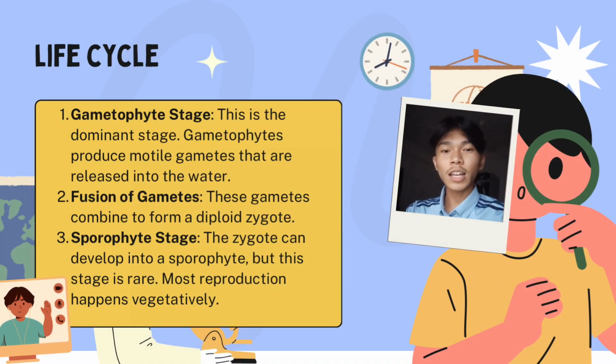Now let's get into the life cycle of Codium fragile. Codium fragile has three key life stages. First, we have the gametophyte stage. This is the dominant stage where gametophytes produce motile gametes that are released into the water. Second, the fusion of gametes. These gametes combine to form a diploid zygote. And finally, the sporophyte stage. The zygote can develop into a sporophyte, but this stage is rare because most reproduction happens vegetatively.